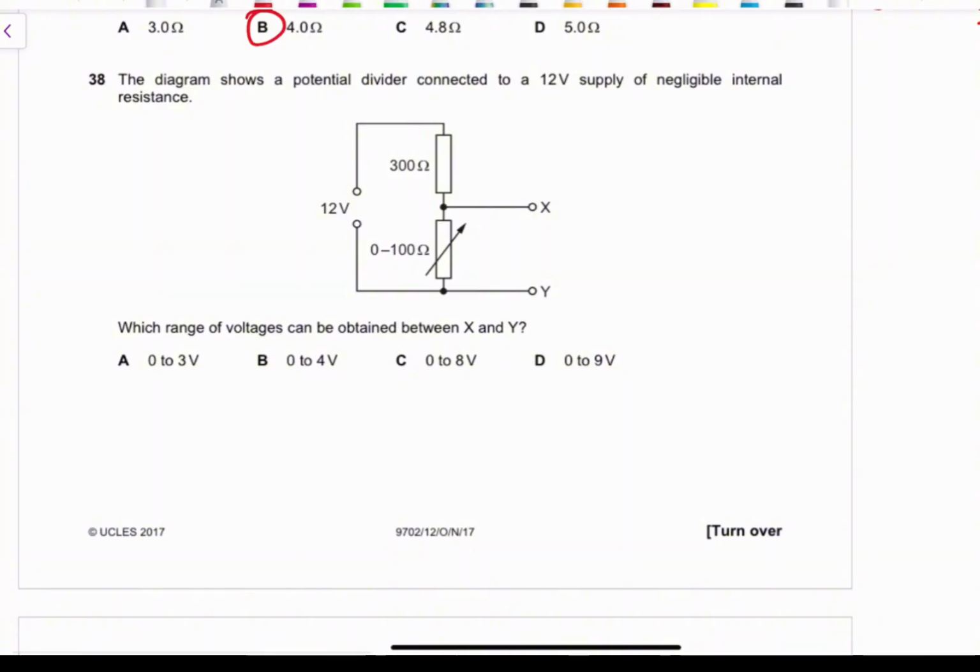Move on to question 38. Which range of voltages can be obtained between X and Y? We're given a potential divider that is connected to a 12-volt supply of negligible internal resistance. So I want to find the range of voltages that can be obtained between X and Y.